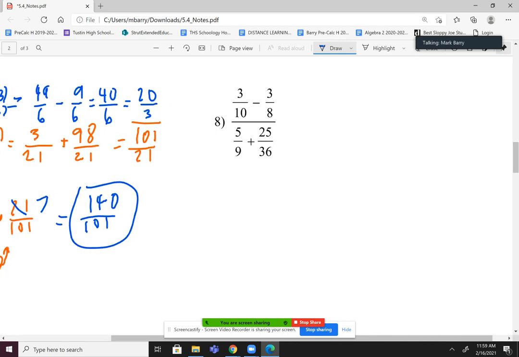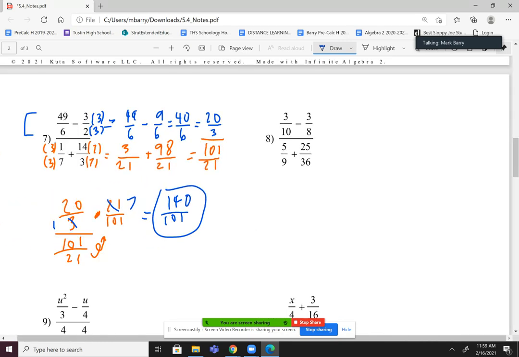All right, so let me pause for a second here. We'll move on to number 8. If you want to start thinking about how to do number 8, we will get right to it. I'm just going to give a second here to process.